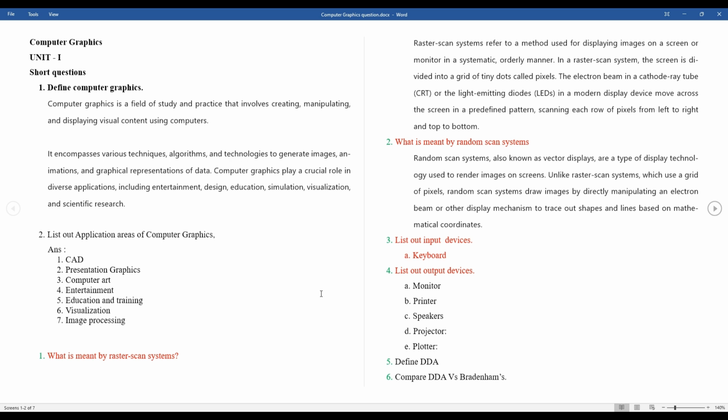Next, list out the input devices: keyboard, mouse, scanner, microphone, and joystick. These are input devices. What are the output devices? Monitor, printer, and also speaker, projector, plotter. Define the DDA algorithm, digital differential analyzer, and compare it with other algorithms. DDA gives only approximate values. It uses floating point values, and only integer increment is available, so you can increment exactly by 1.